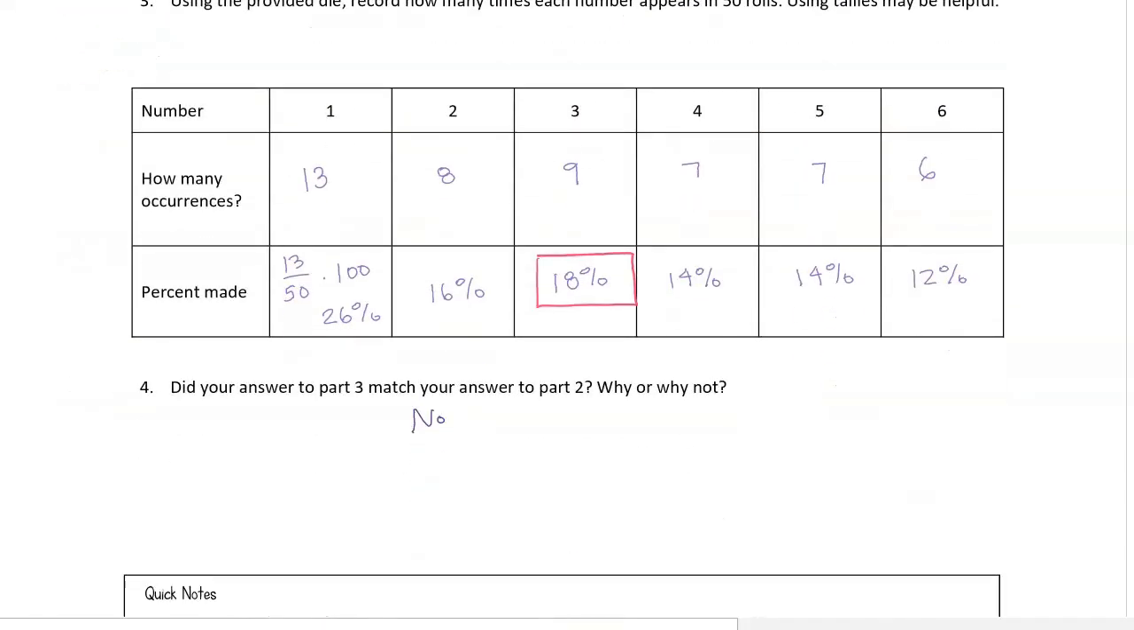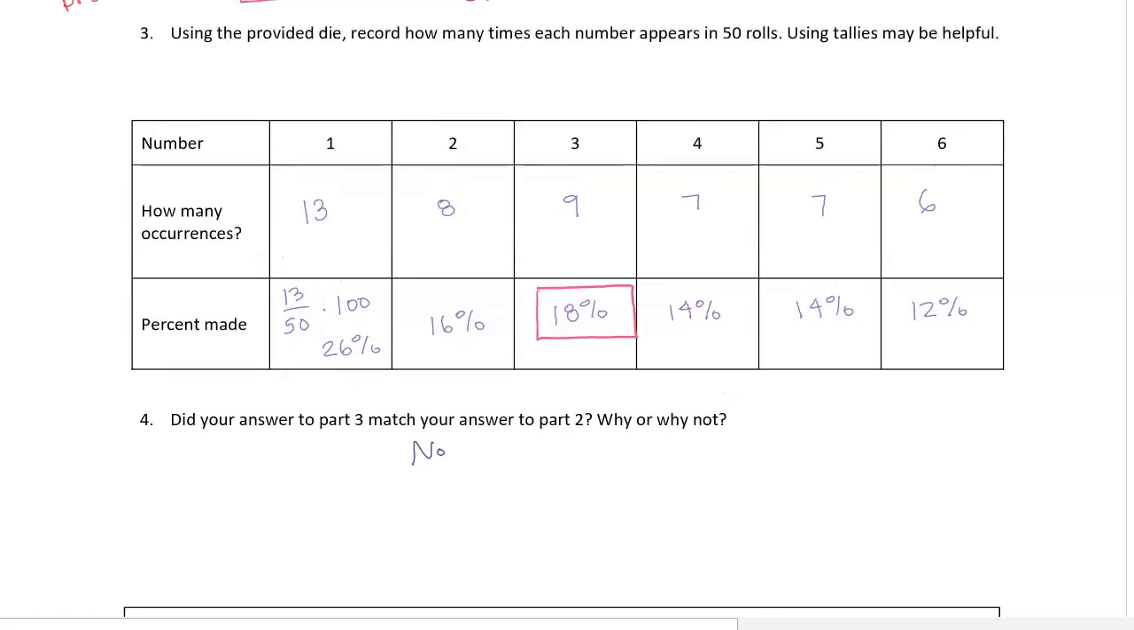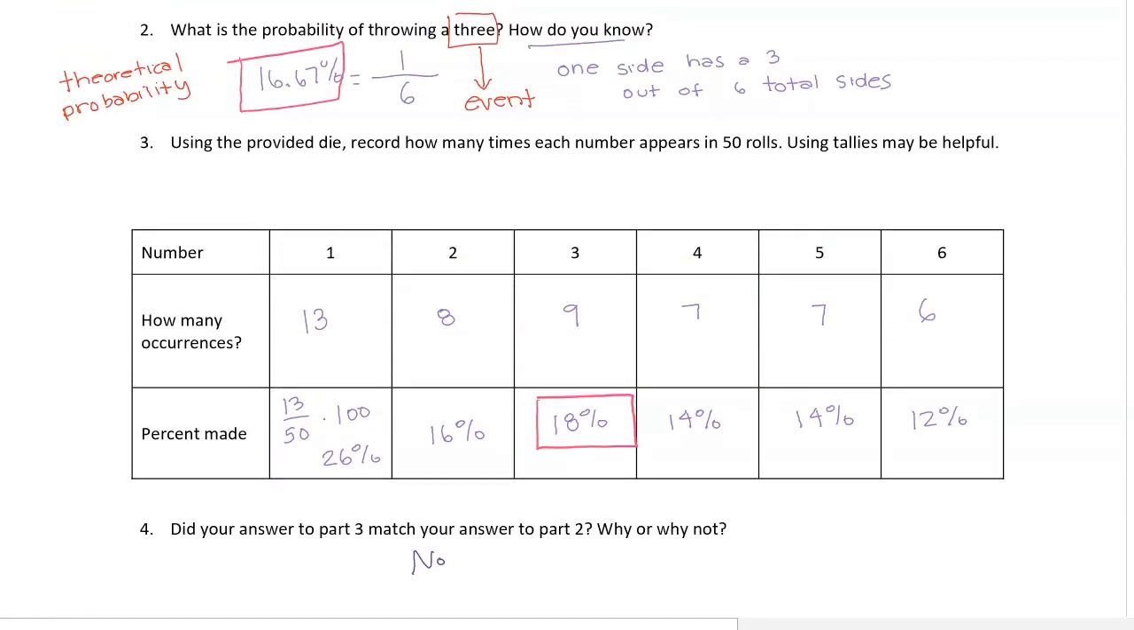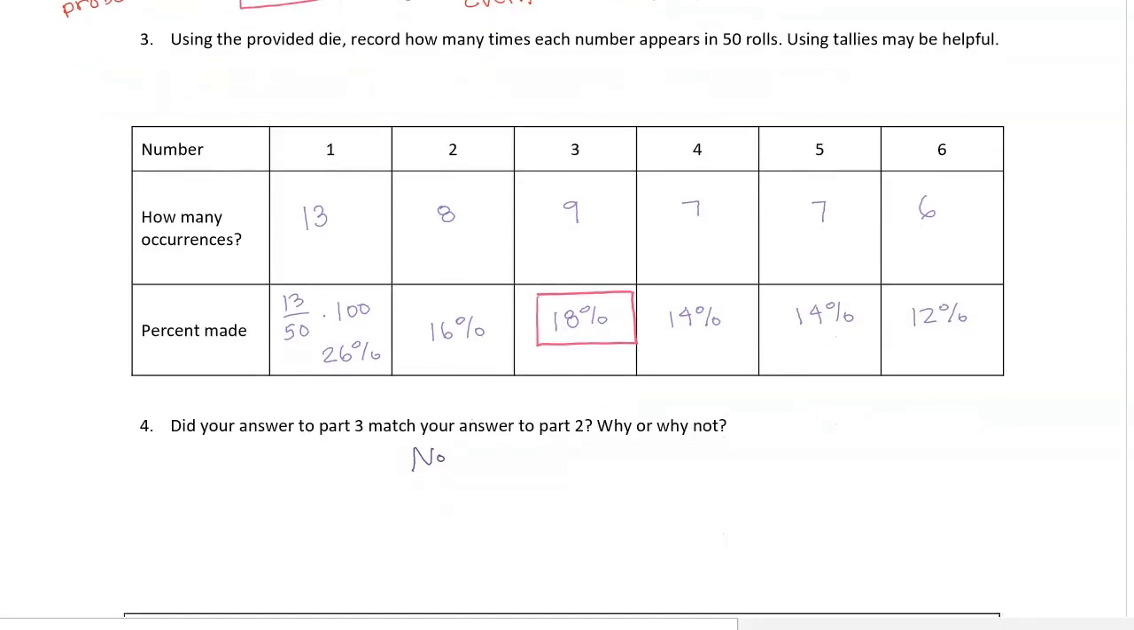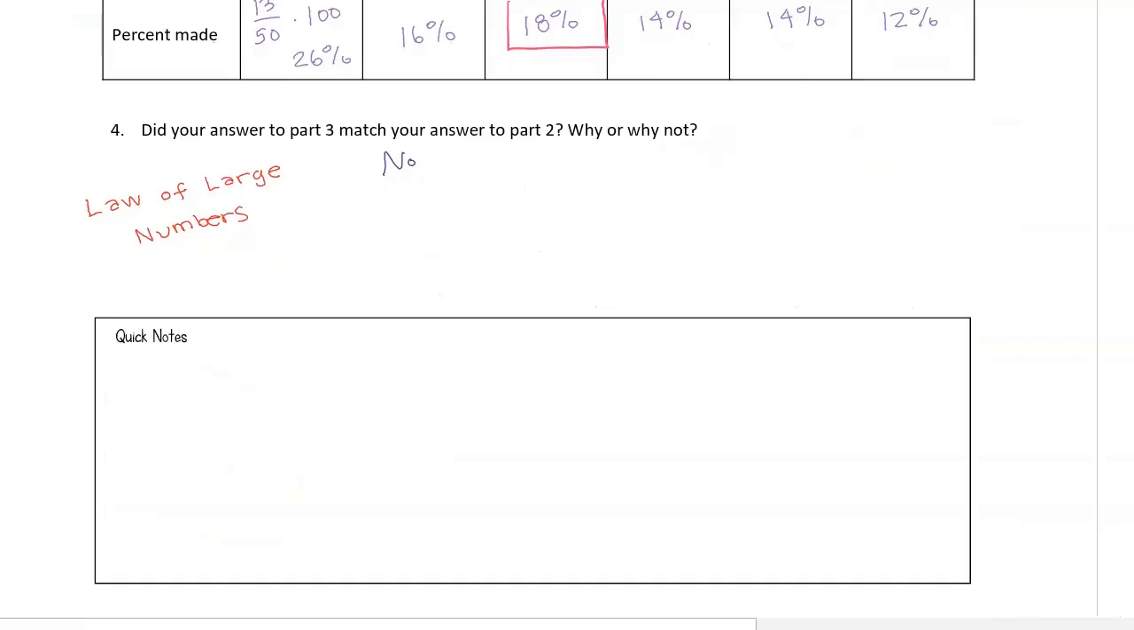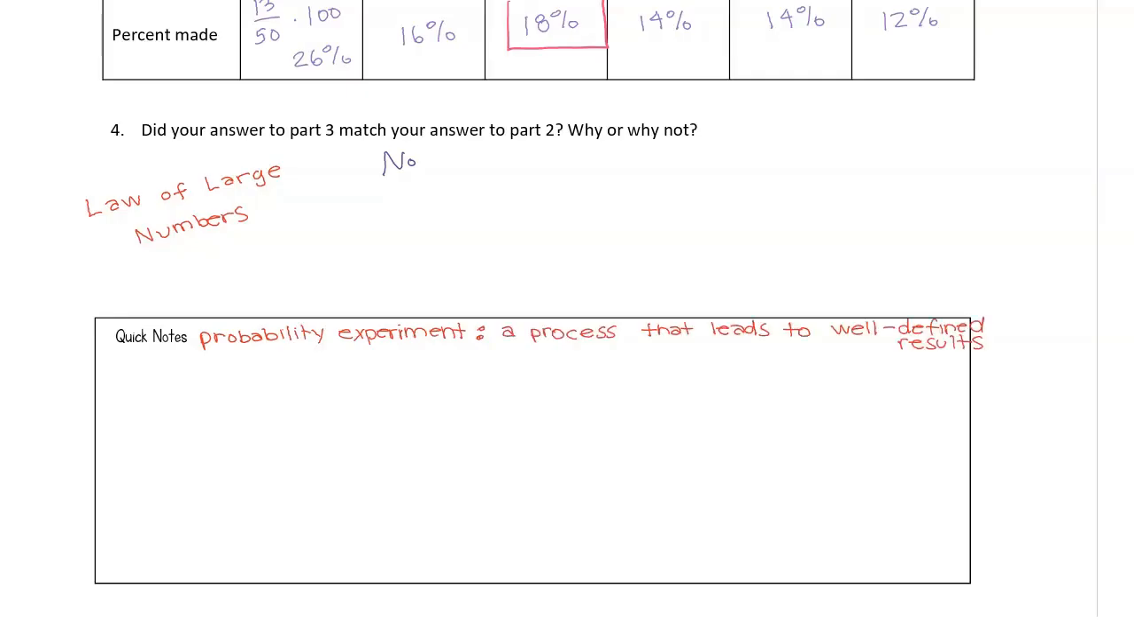All right, and then down here at question 4, the reason that the answer to 2 and the answer to 3 do not match is something called the law of large numbers. Okay, let's formalize all of that with some definitions. A probability experiment is a process that leads to well-defined results.